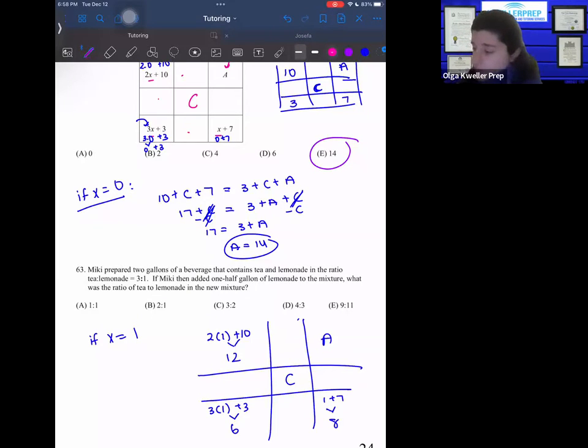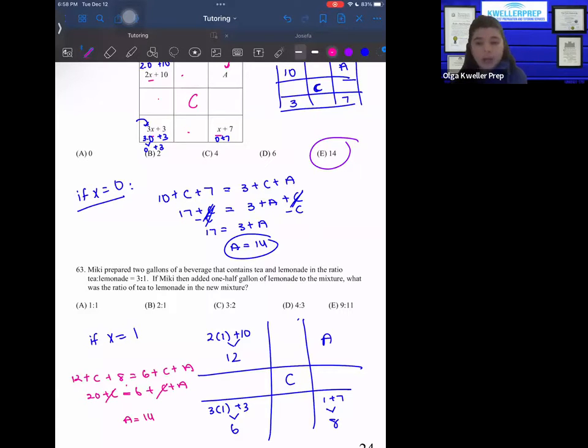And then we do the same thing. We say 12 plus c plus 8 has to equal 6 plus c plus a. 12 plus 8, we get 20 plus c is equal to 6 plus c plus a. Again, the c's are the same, so I can get rid of them. And that means that a is still 14.